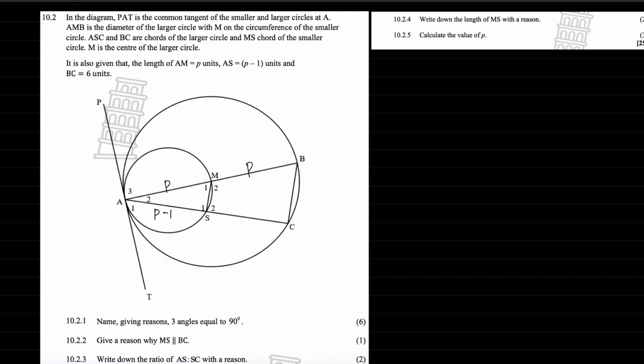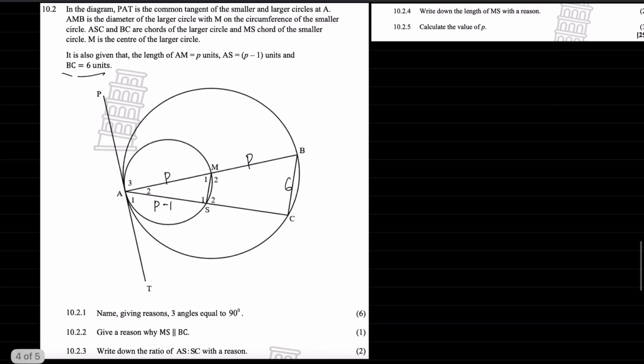Next, we look at the questions. Oh, one more thing. BC is 6. So this right here is 6. Next, we go to the questions. 10.2.1 says, name, giving reasons, three angles equal to 90 degrees. Now, not too difficult. All we need to do is, we know that that's going to be my radius, and that's a tangent. We know that the radius and the tangent are perpendicular.